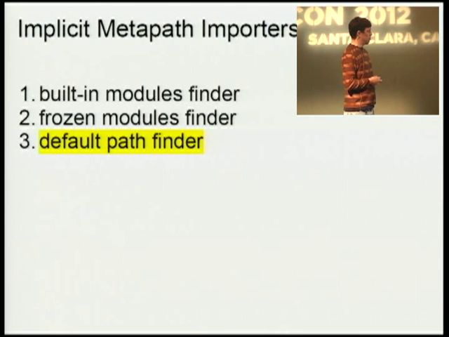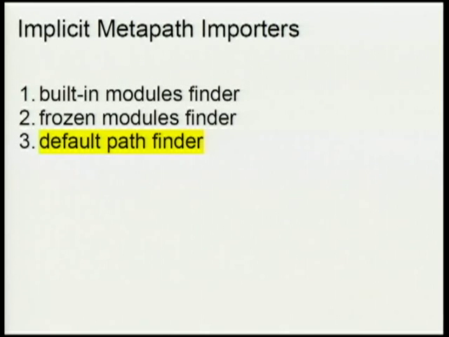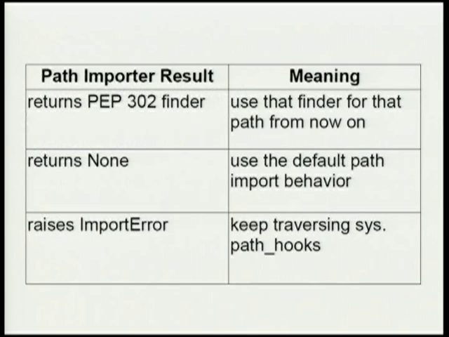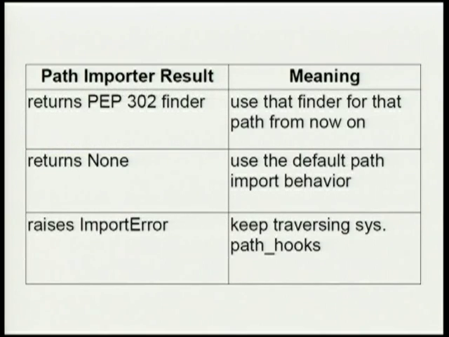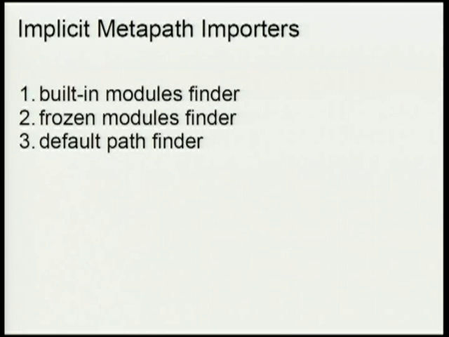And then on the metapath, by default it's empty, but there are 3 implicit ones here. And the default pathfinder is where the path hooks come in. The way it works is it's going to check different information. We'll look at this in just a little bit, but these finders are on the metapath.